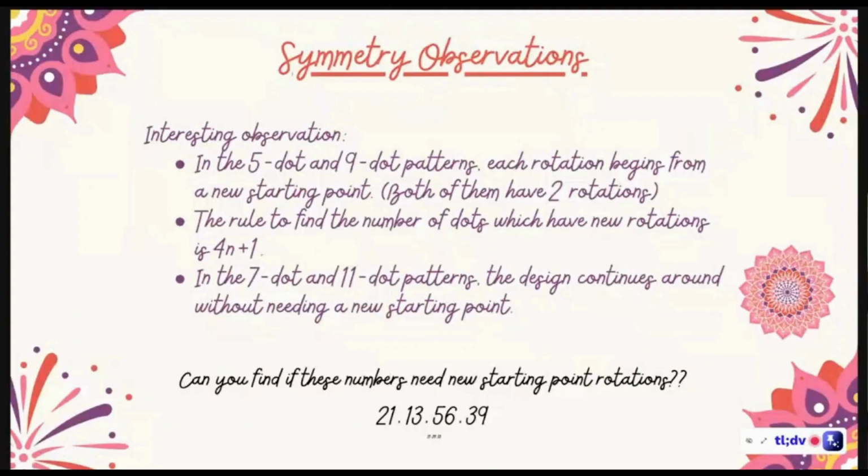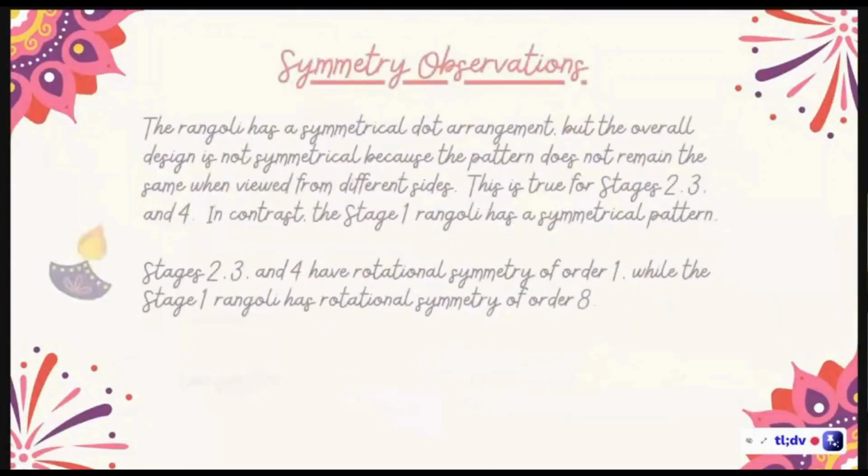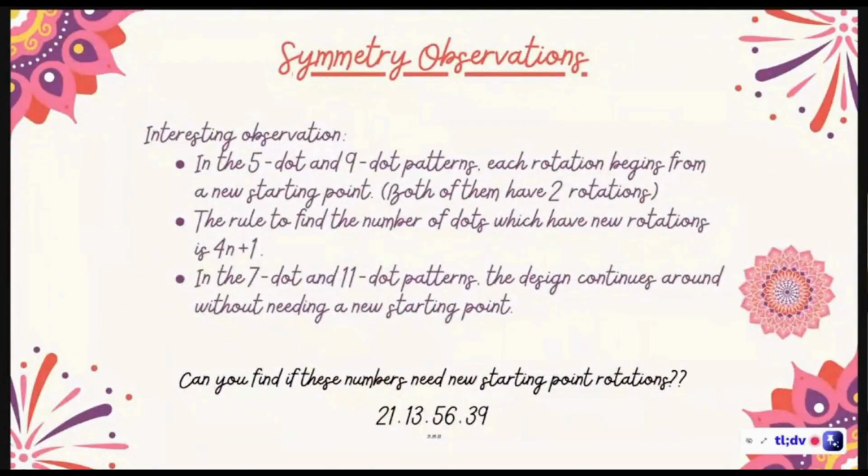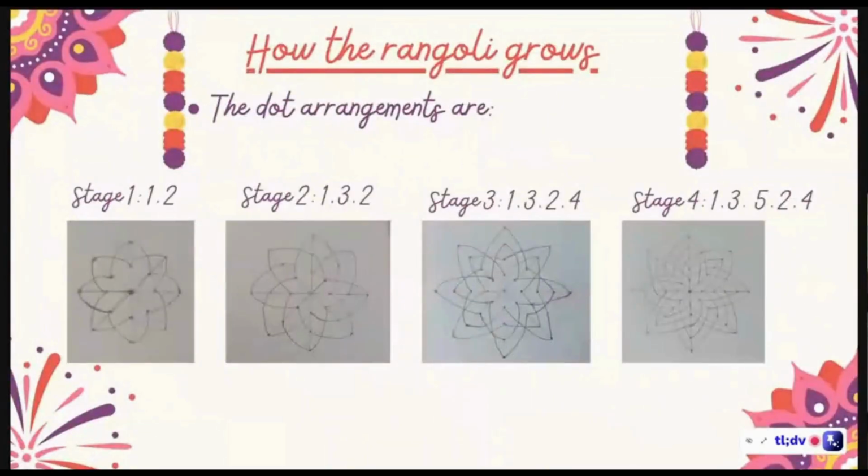Okay, another question I have is I want to ask everyone, how many lines of symmetry do you think the Rangoli has? Leaving aside stage 1, stage 2, stage 3 and stage 4, how many symmetry do you think it has? Anyone want to answer? Do you think there is a line of symmetry, and if so, how many lines of symmetry?